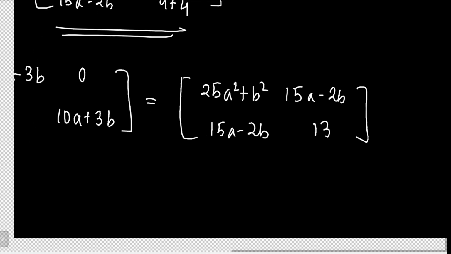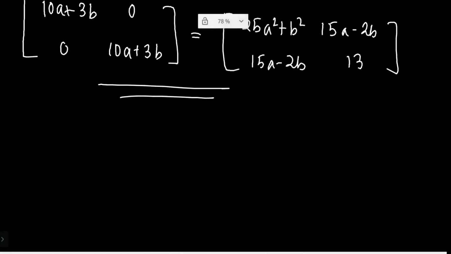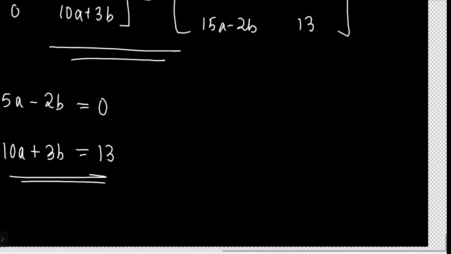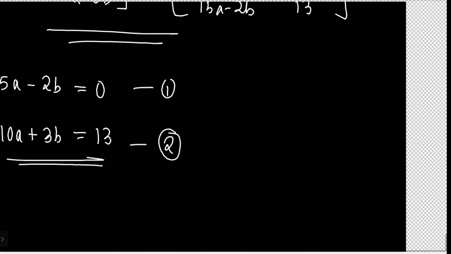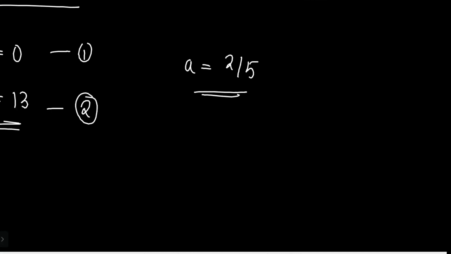Now comparing both sides, we can say that 15A minus 2B is equal to 0 and 10A plus 3B is equal to 13. Suppose this is 1, this is 2. If you solve these two equations, you will get A is equal to 2 by 5, and once you get A, we can find the value of B, and if you solve this, we will get B equal to 3.